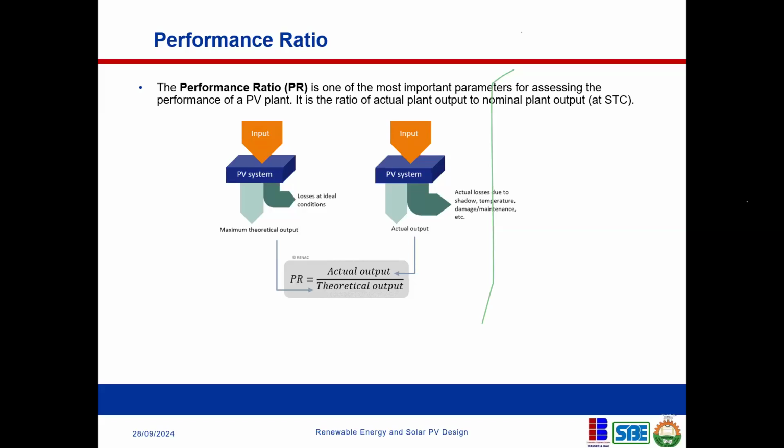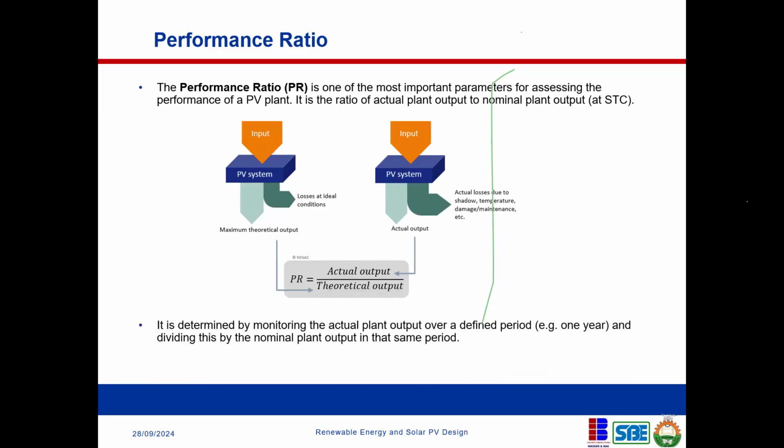So here is what it is. The performance ratio is one of the most important parameters for assessing the performance of a PV plant. It is the ratio of the actual plant output to nominal plant output at standard test condition. So here is actual output divided by the theoretical output, that is, the standard test condition. So if you divide 70 by 100, you get 0.7, correct? Which is 70%, based on the illustration that I just gave.